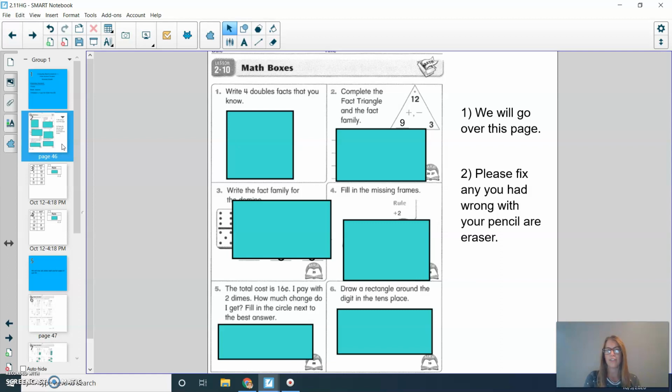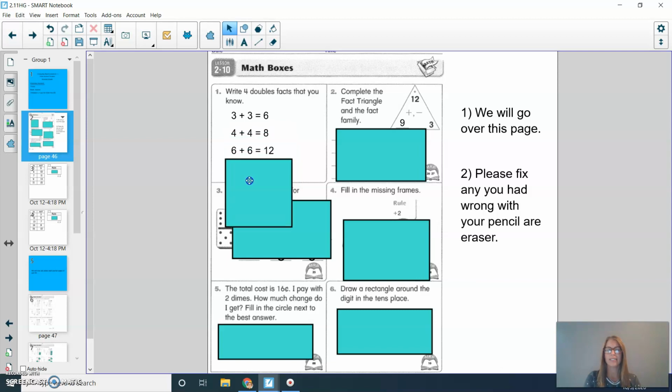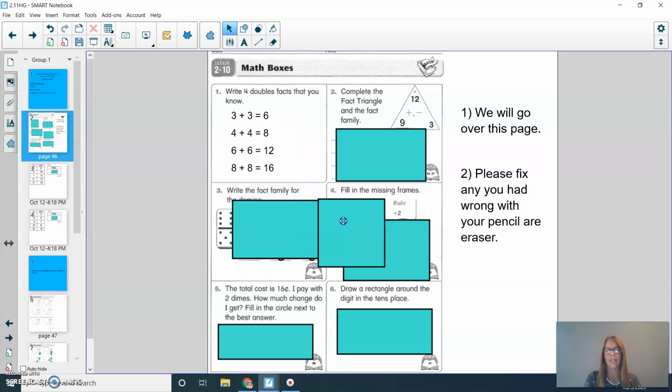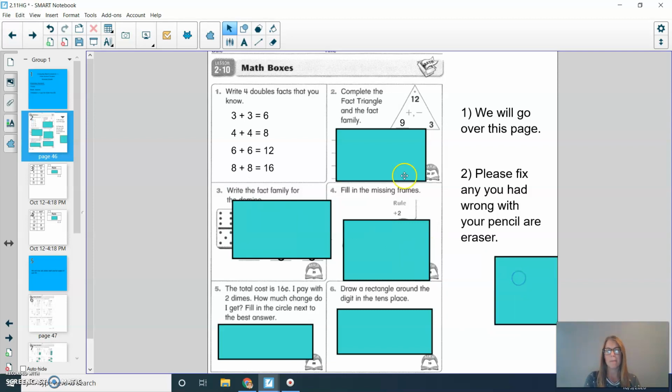The first thing that we're going to do is go over our math boxes from the previous lesson. If you're noticing that you have any mistakes, please fix those with your pencil and eraser. For question number 1, there's quite a few answers you could have had. You just needed to pick 4 doubles facts that you know. So I had 3 plus 3 equals 6, 4 plus 4 equals 8, 6 plus 6 equals 12, and 8 plus 8 equals 16.